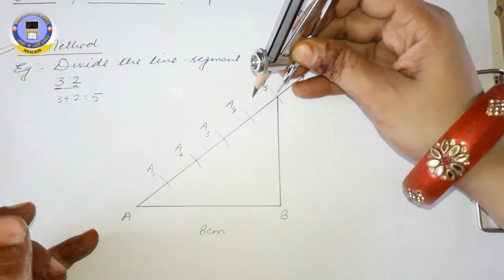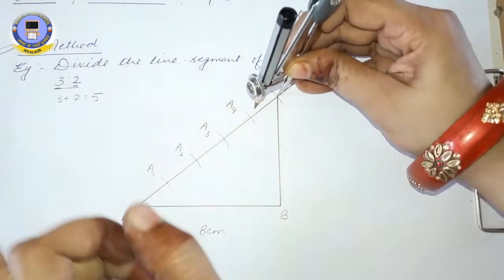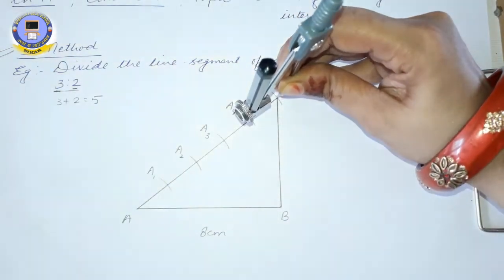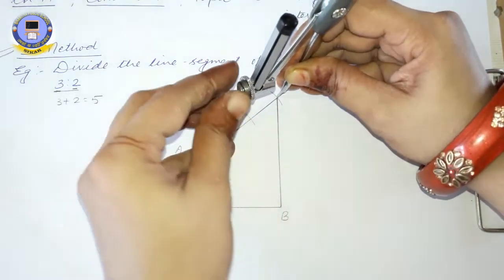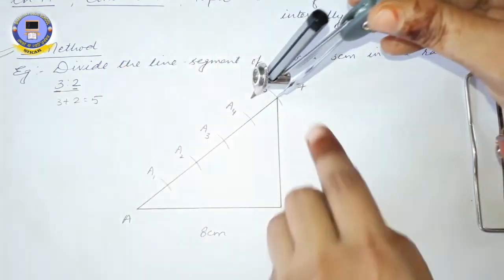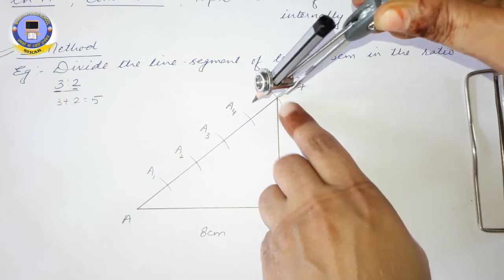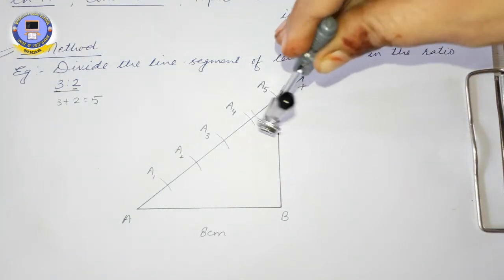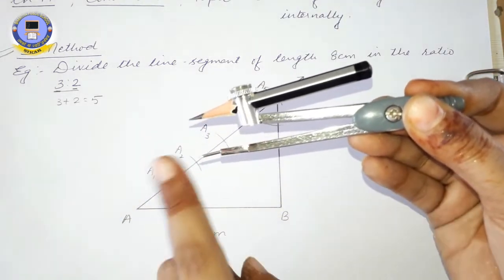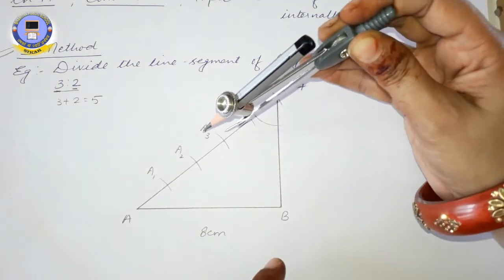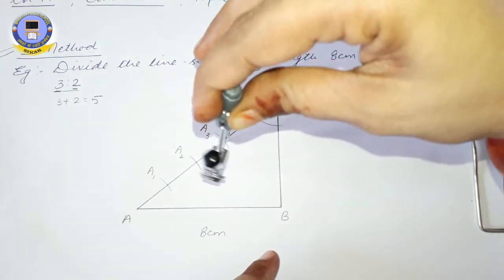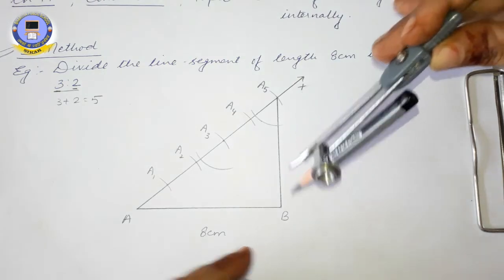Now we keep our compass pointer at A5. You can open your compass more than that arc, equal to that arc, or less than that arc. It's up to you. Now I have kept the compass pointer at A5 and I am cutting an arc in this way. With the same radius, without any movement in the compass, we keep our compass pointer at A3 and cut an arc. In this manner we cut an arc. Now measure this angle.